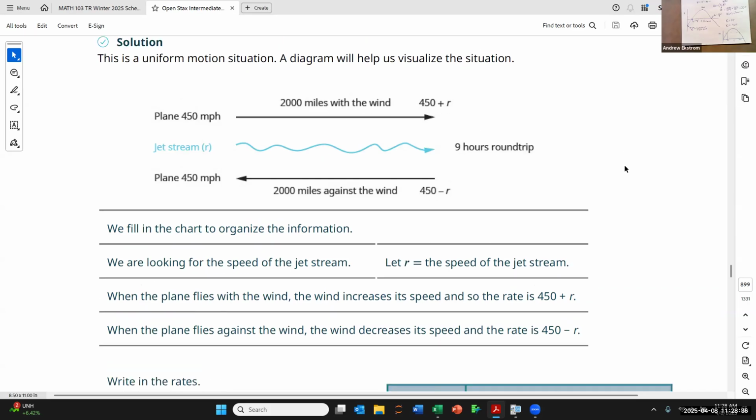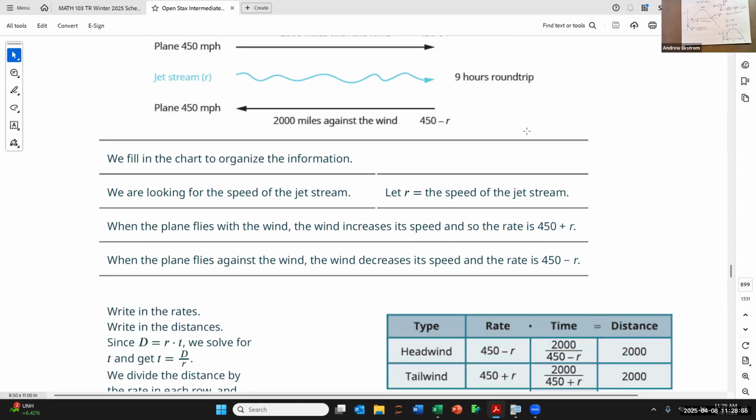The difference here is they're actually telling you the speed, in this case the speed of the plane, or the speed of the boat. You just have to figure out what the speed of, in this case, the jet stream is, or in the case of the boat, what the speed of the river is. So it makes it a lot easier.